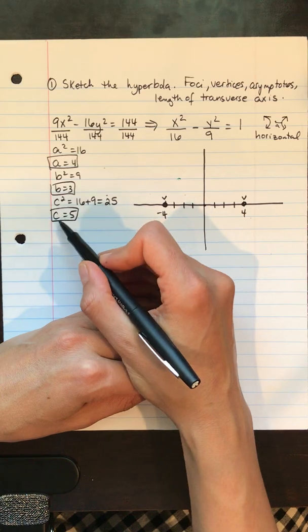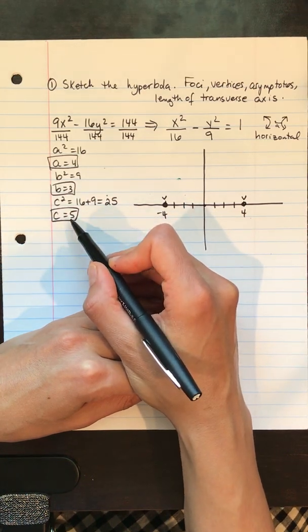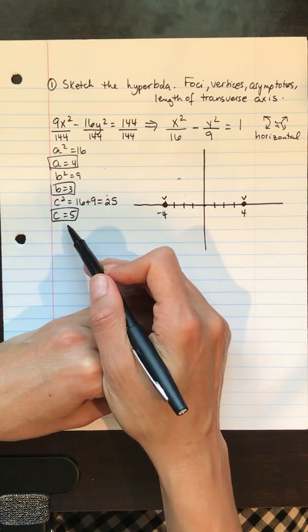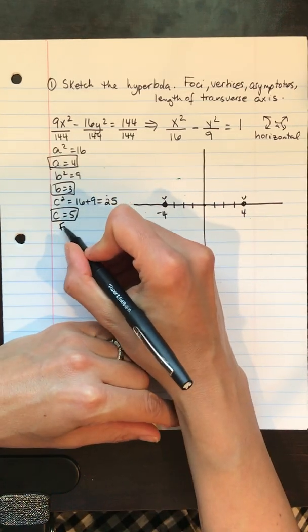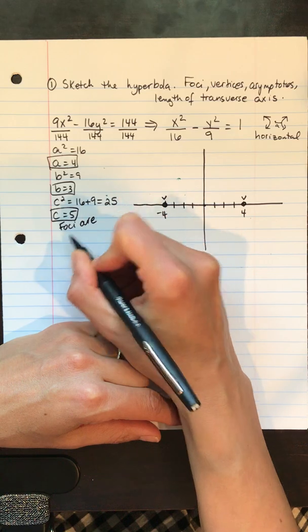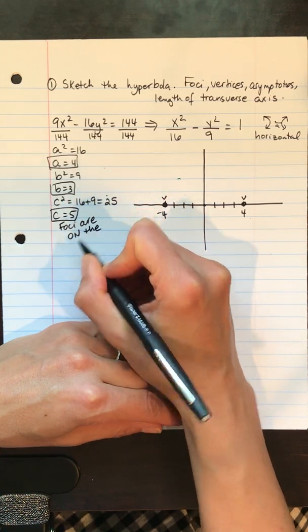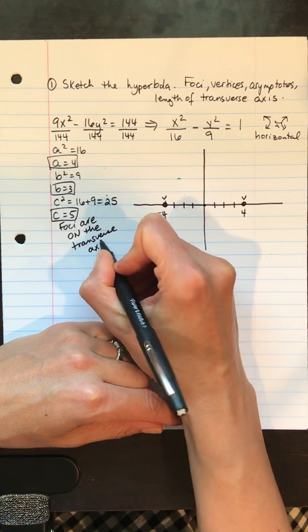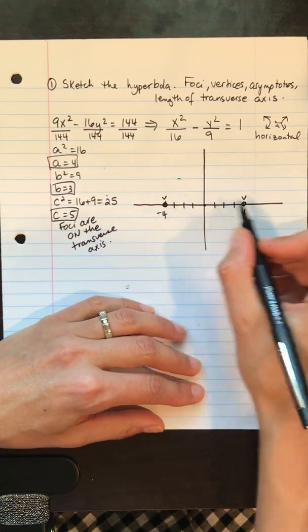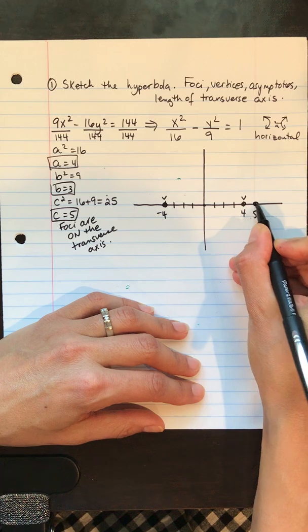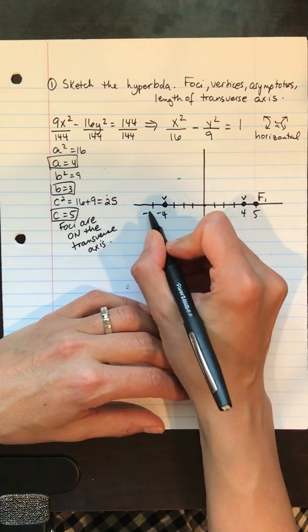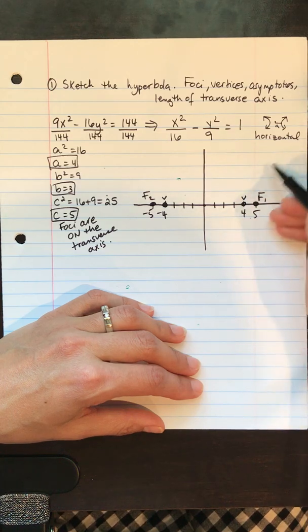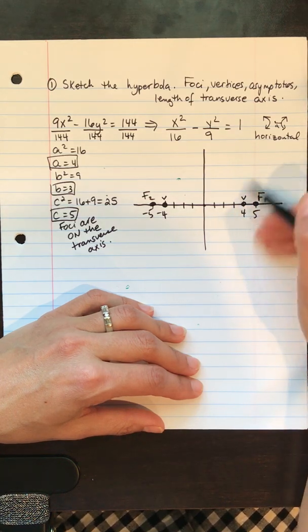And then I'm going to plot the foci, which will always be on the transverse axis. Foci are on the transverse axis, the same axis as the vertices. So if I go out one more unit, I have a focus. Focus 1, focus 2. And I already know that the picture is going to look like this. The issue is how wide or how skinny?